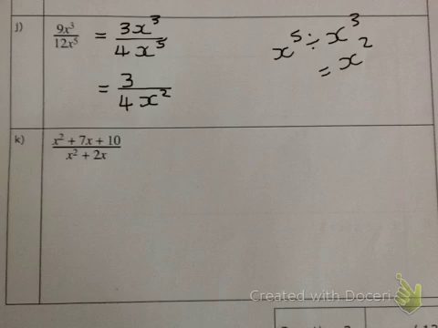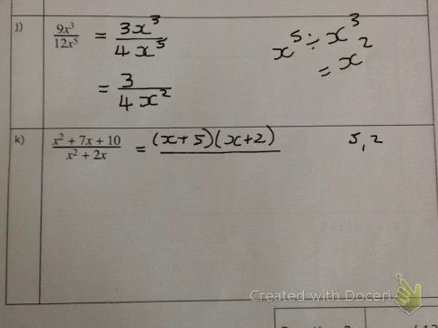Finally, k. Whenever you see anything that looks like this, have a go at factorising. It's almost certain that the top and bottom are going to factorise. So let's just have a go. I've got to find two numbers that multiply together to give me 10, and they're going to have to add up to give me 7. There's my 10, there's my 7. So I'm thinking 5 and 2, and that combination certainly works. Okay, so the top of my equation, I'm going to rewrite as x plus 5, x plus 2.